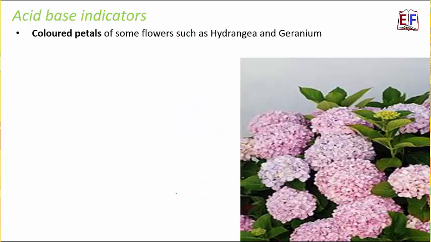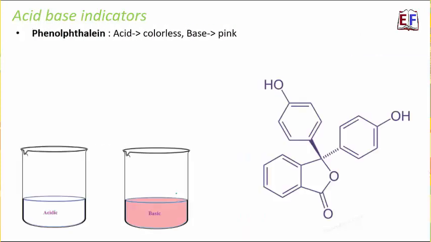Another one is the colored petals of some flowers such as hydrangea and geranium. I would not say that they're very commonly available everywhere, but yeah, their petals act as acid-base indicators. Not just that, we have some chemicals like phenolphthalein, which acts as a very good acid-base indicator. This is how the structure of phenolphthalein looks, and in acidic solution it is colorless, and in basic solution it turns pink. And that's how we identify between acid and base.